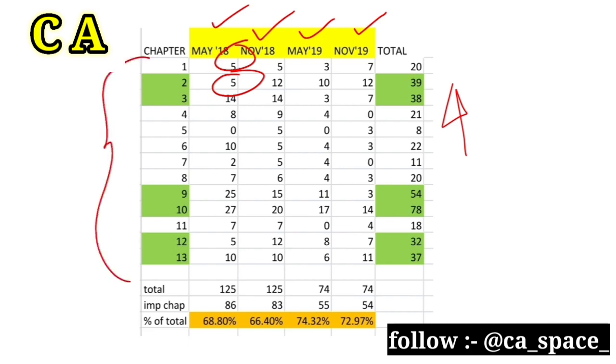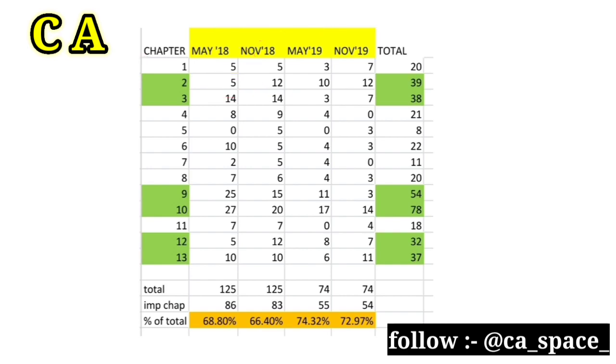So you have a total of 13 chapters in your auditing syllabus. For these 13 chapters, chapter by chapter, I have written here how many marks came in each attempt. You can go through the analysis. If you total all of these, you will get 125 marks for the May 18 and November 18 attempts.